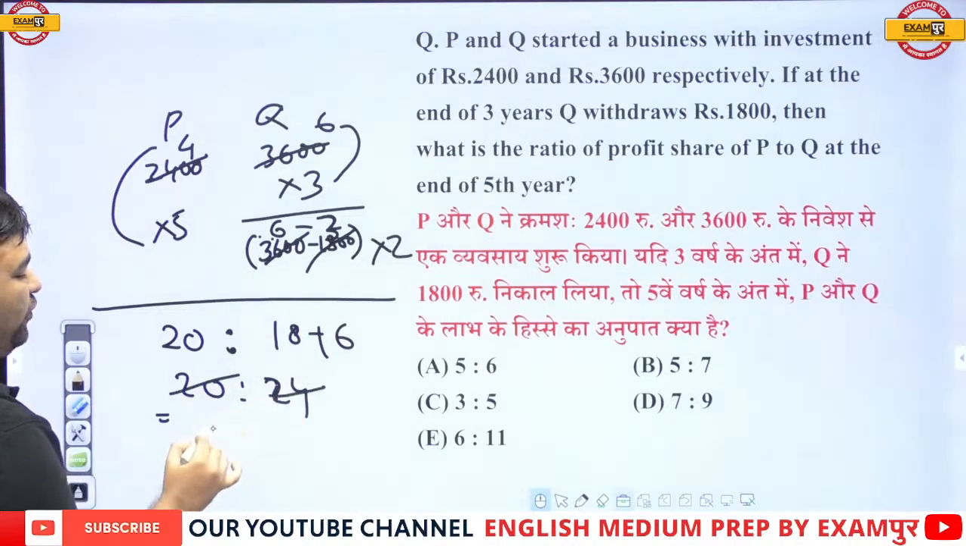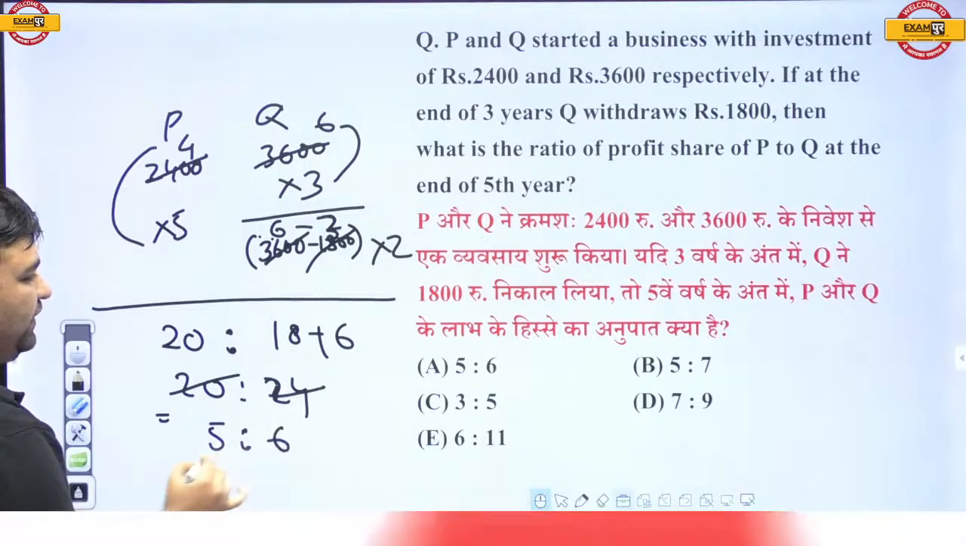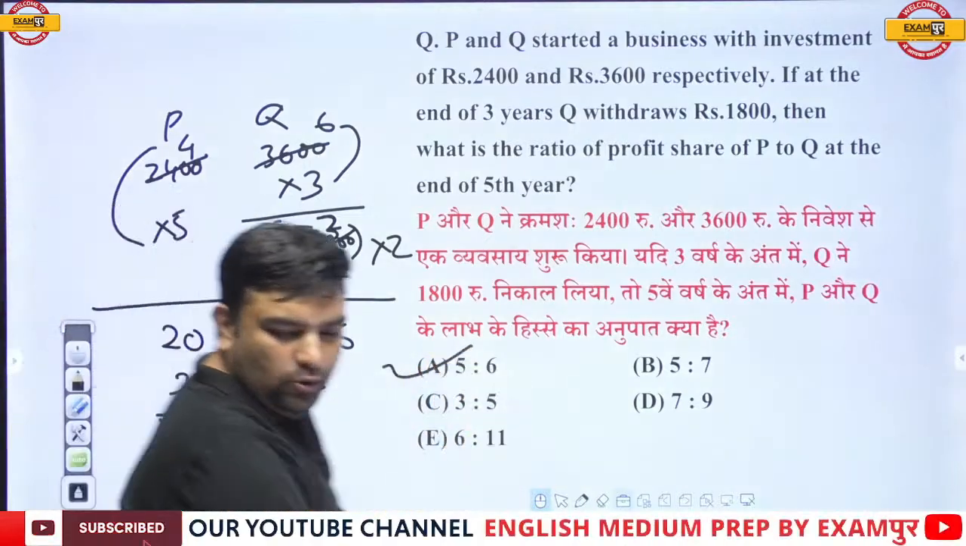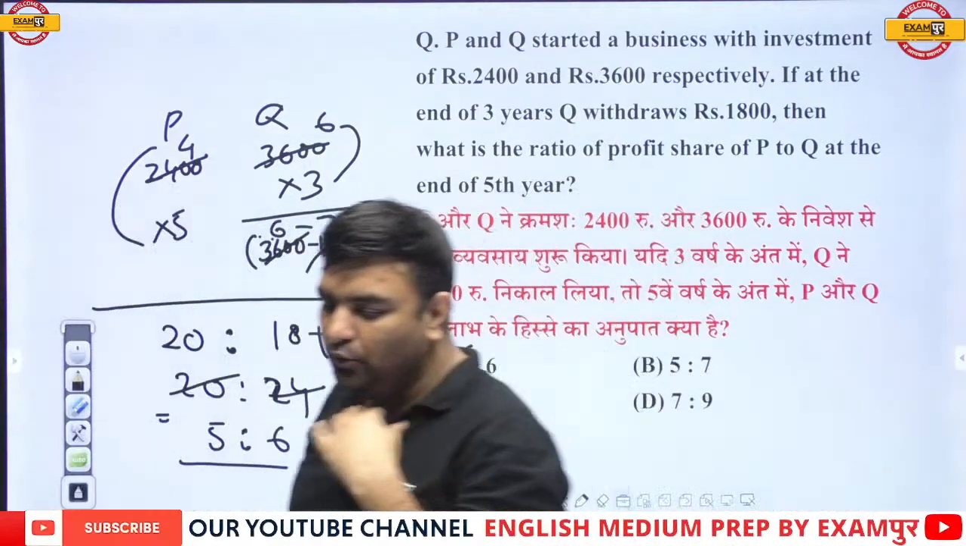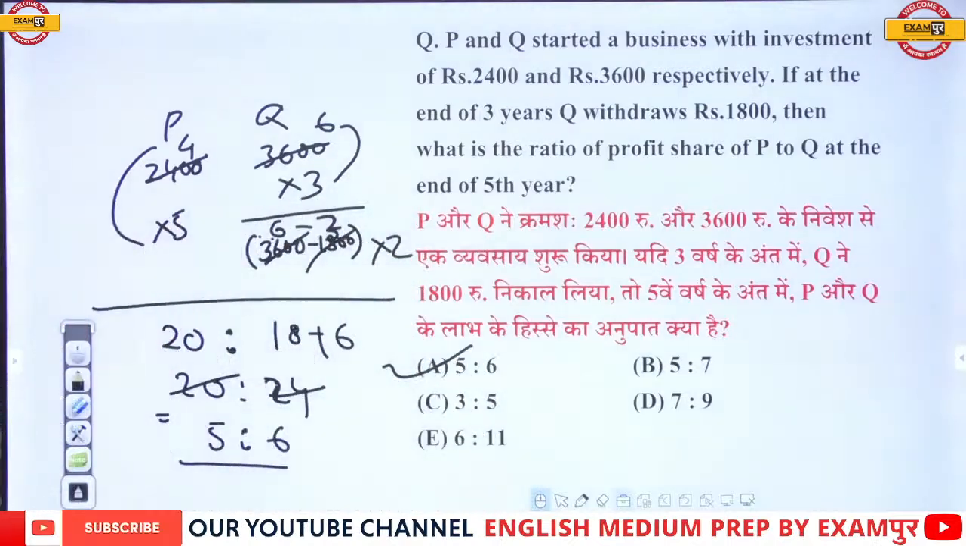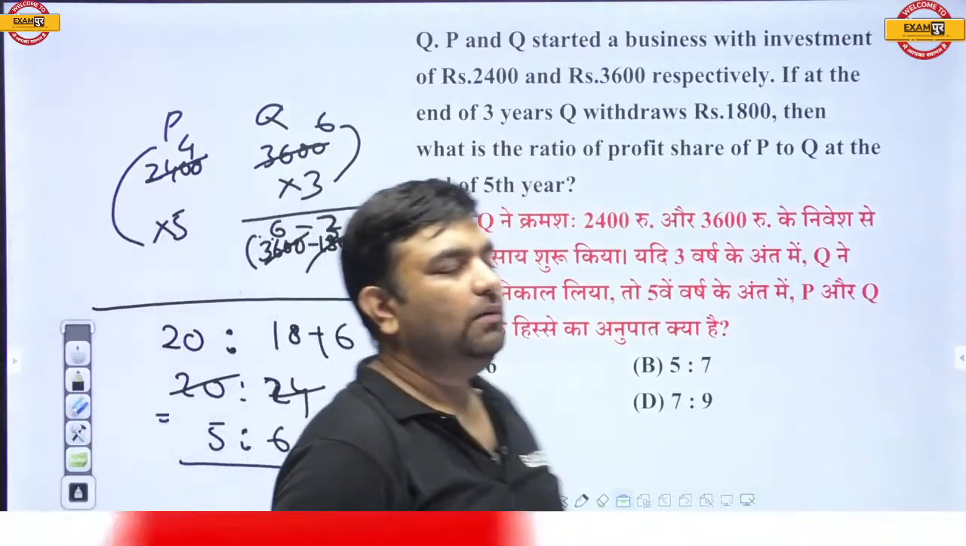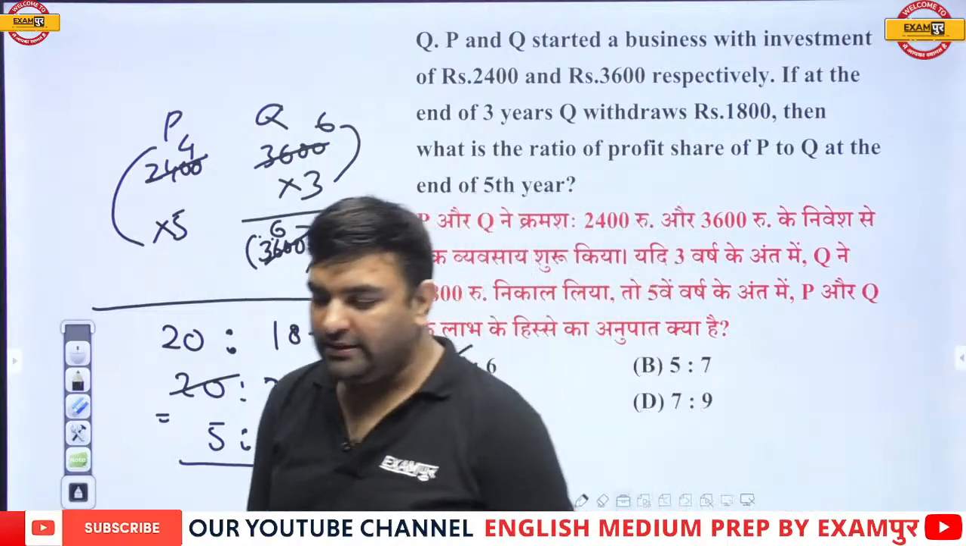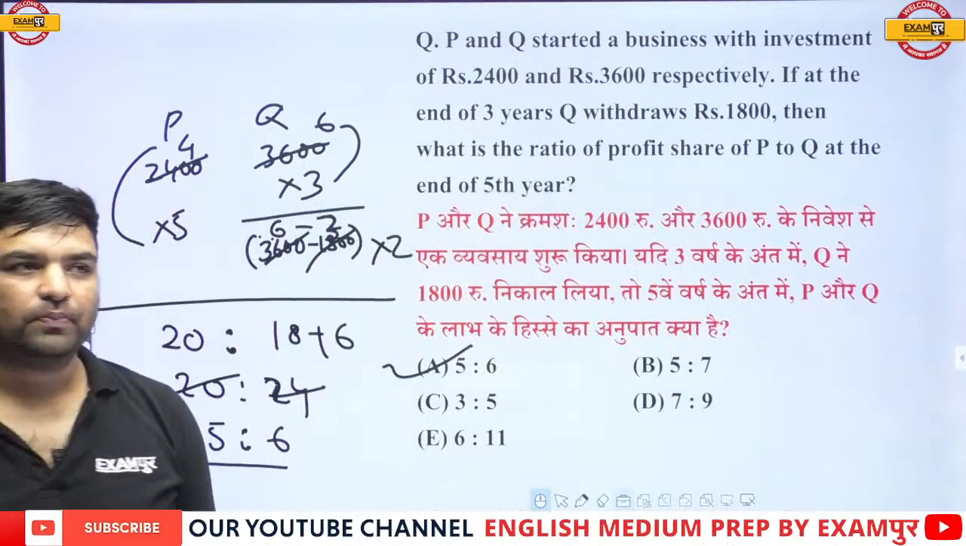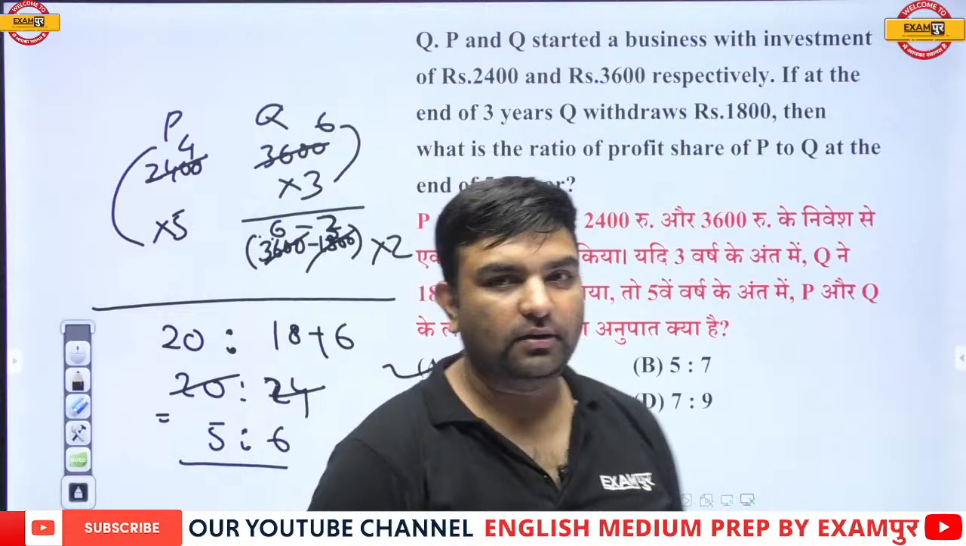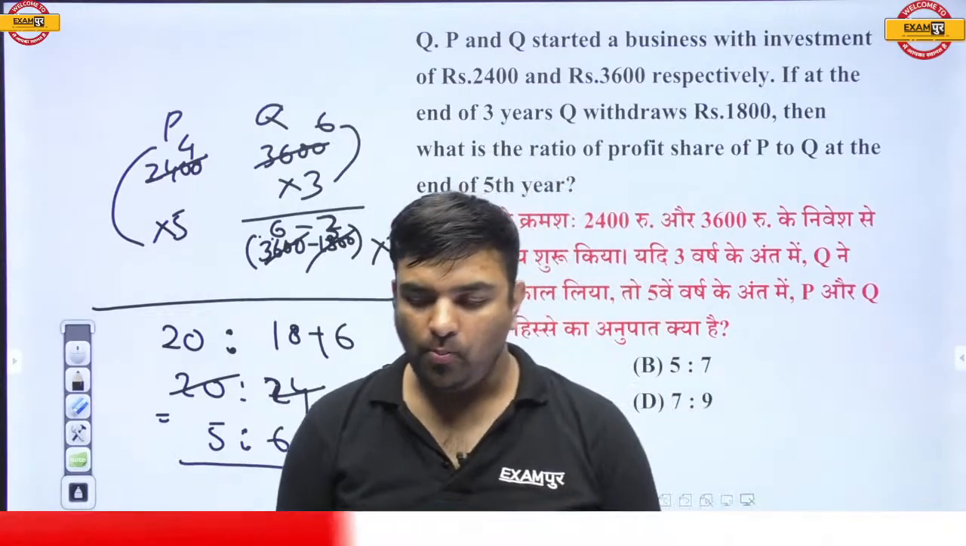Which comes out to be 4 into 5 is 20, 4 into 6 is 24, 5:6. Is it absolutely clear? Do let me know, guys. And what are the steps I have taken? Were those steps clear to you?